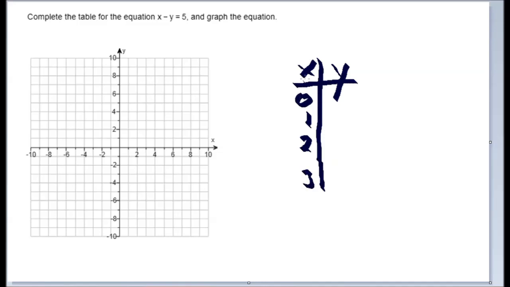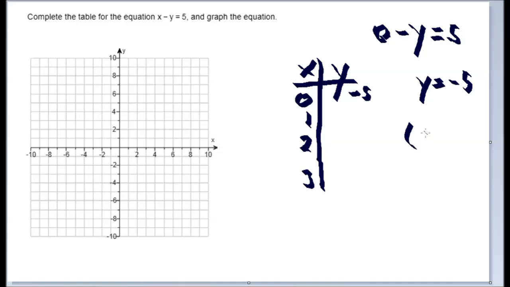So what we want to do is put a 0 in for the x. In the equation up here, we would have 0 minus y is equal to 5, and therefore y must be negative 5. So we would have negative 5 in this particular spot, and also the point 0, comma, negative 5. If I wanted to graph that point, it would be somewhere down here, right about there.